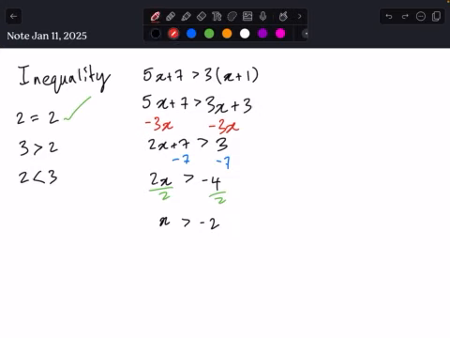We have, let's say we say that x is 0, because 0 is bigger than negative 2. If we do x is 0, we have 5 times 0, which is just 0, plus 7 is greater than 3 times x plus 1. So we have 5 times 0, which is 0, plus 7, which is 7. And then on the right side, we have 0 plus 1, which is 1. So we have 3 times 1, which is 3. And 7 is indeed bigger than 3.